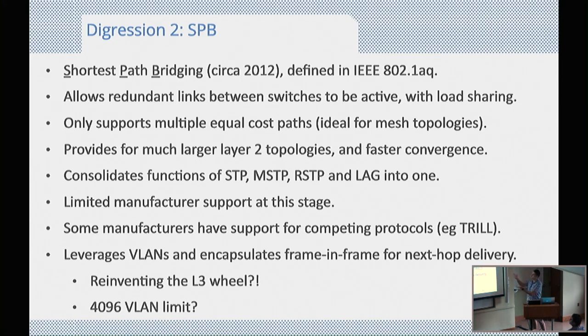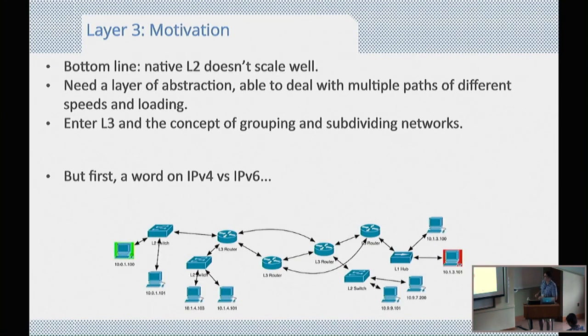So you might ask, well, why don't we build all of our big switches like this? Why don't we build our radio astronomy instruments with SPB? The way this actually works is it encapsulates the frame you want to send inside another frame for next hop delivery. And this is kind of reinventing the layer 3 wheel. Also, there's a 4096 VLAN limit. It uses a technology called virtual LANs. And there are some extensions for this, but essentially you can get the functionality you want at layer 3, standard and open. Everyone knows about it. Why don't you just use it?